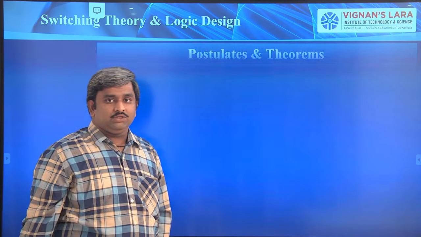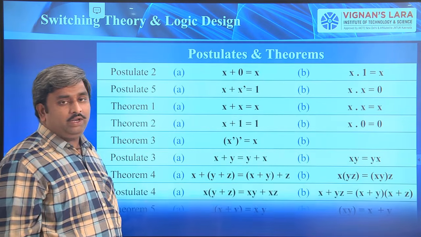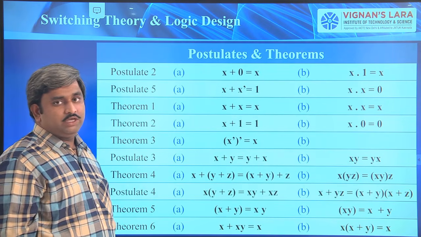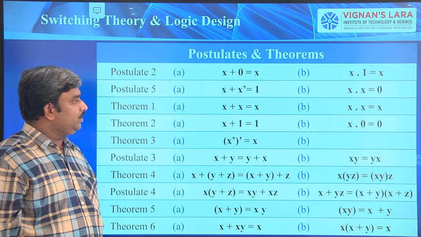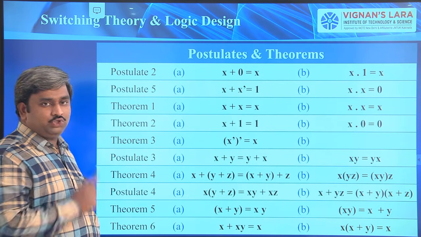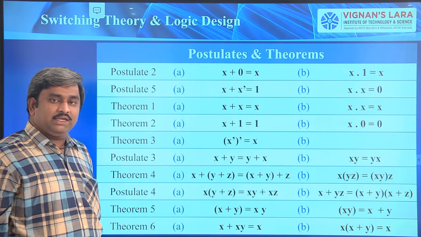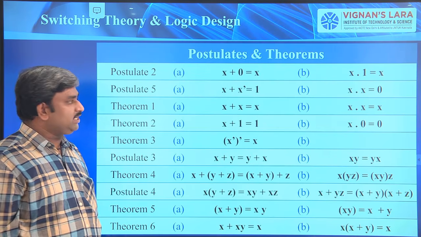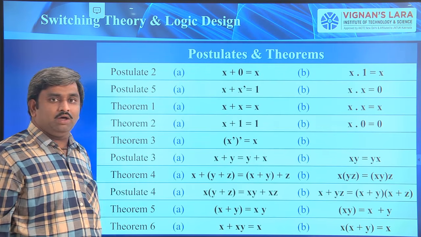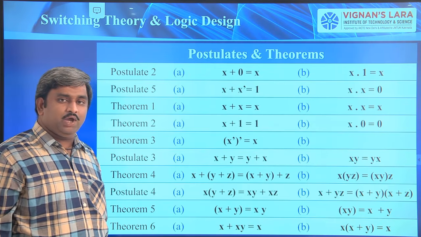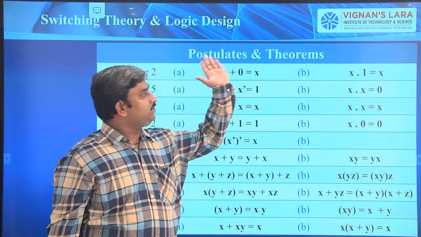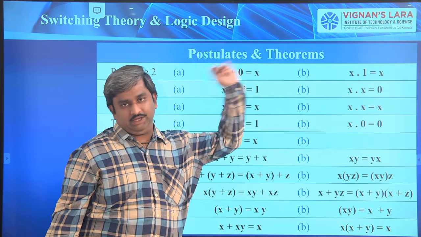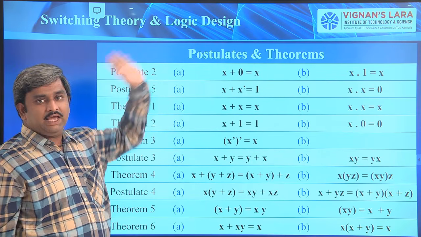First we will see Boolean postulates and theorems. Postulates are the universal facts given by the digital technology subject. Coming to the theorems, we assume some of the theorems and we have to prove them. So these are the facts, and by using these facts we have to prove theorems. So, postulates and theorems.